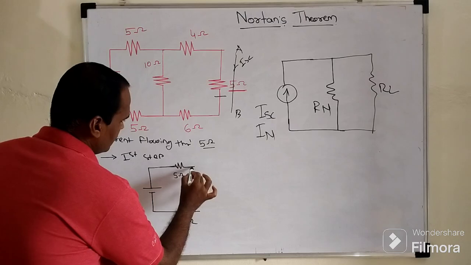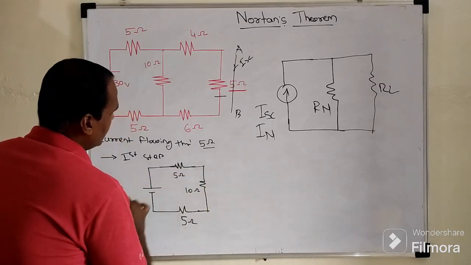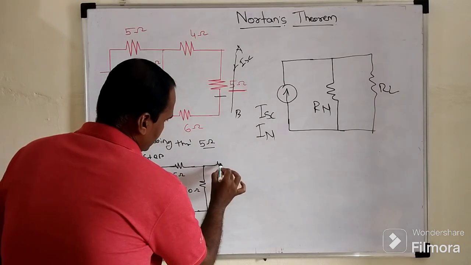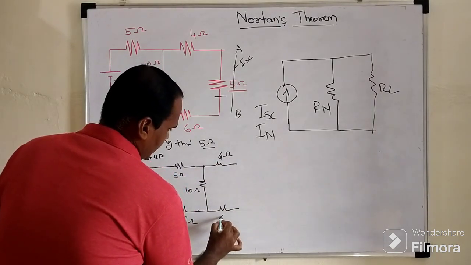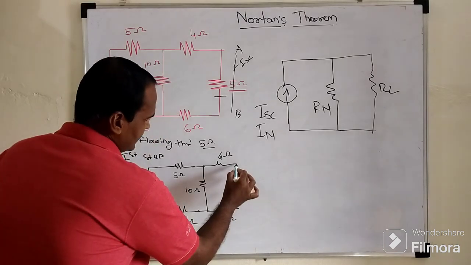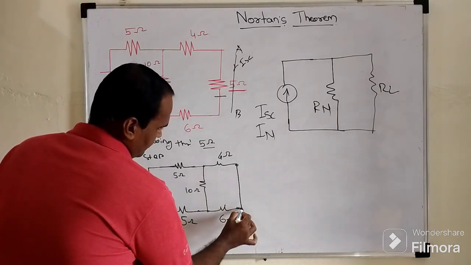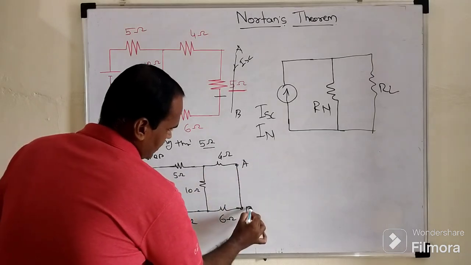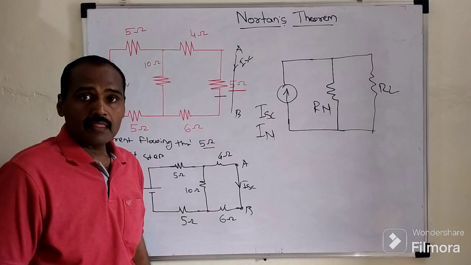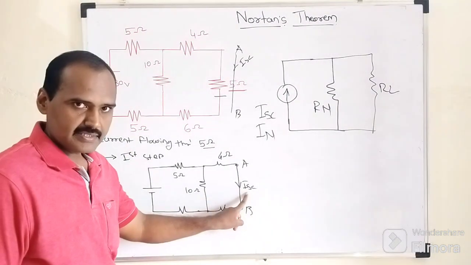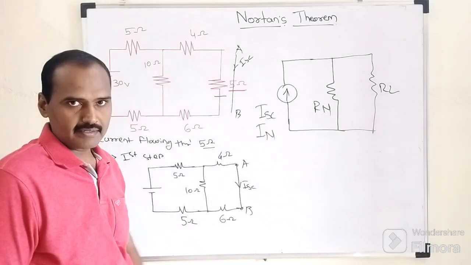Then this vertical arm consists of a resistor of 10 ohm, and these two are the adjoining resistors, 4 ohm and 6 ohm. As far as the target resistance is concerned, it is replaced with the two short circuited terminals A and B, and the current flowing through this particular branch is nothing but ISC.